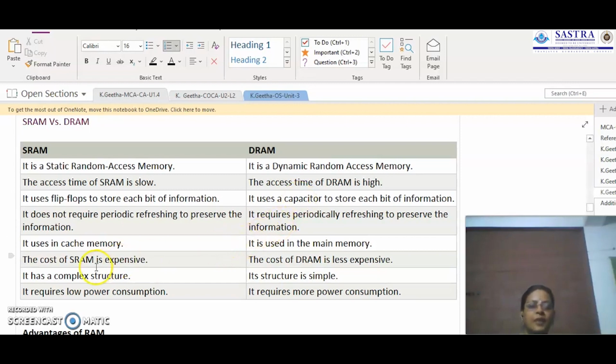And usually for framing the cache memory we will be using SRAM, and for designing the main memory we will be using DRAM. And of course SRAM, as we already told, is expensive, but DRAM is less expensive when compared to SRAM. SRAM is going to support a complex structure, whereas the DRAM structure is going to be very simple. DRAM requires low power consumption, and SRAM requires more power consumption.